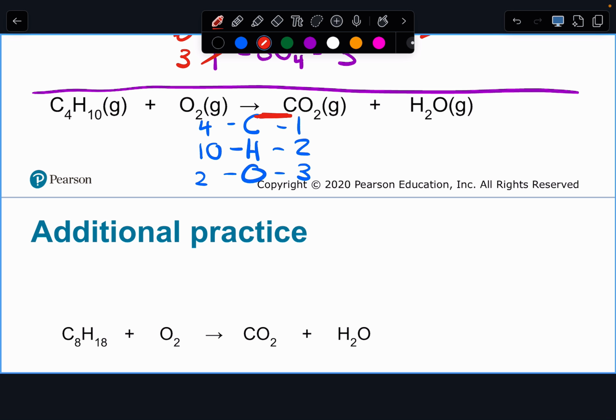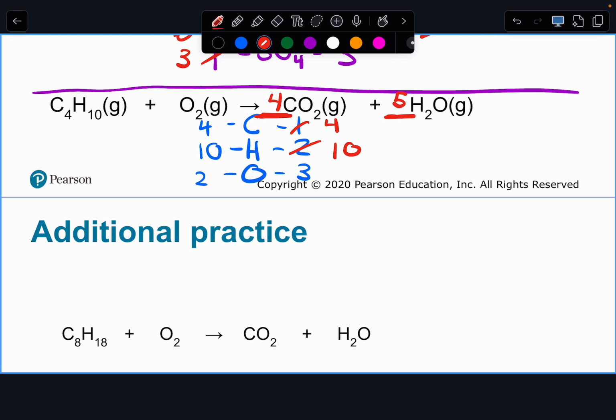So what number would I put in front of CO2 to make the carbons match? Just yell it out. I'm over politeness. 4. Good. Okay, so that makes 4 carbons. It changes my oxygens, but I'm just going to wait till the end and then I'll update them and see what it is. What about the hydrogens? What am I going to put to make the hydrogens match? 5. Okay, so good. 10 hydrogens.